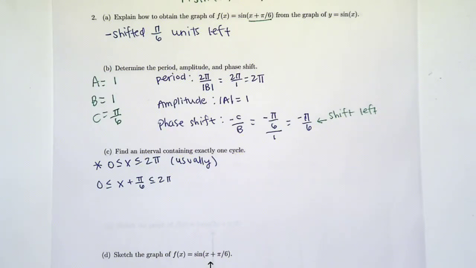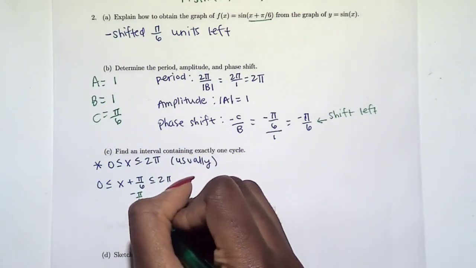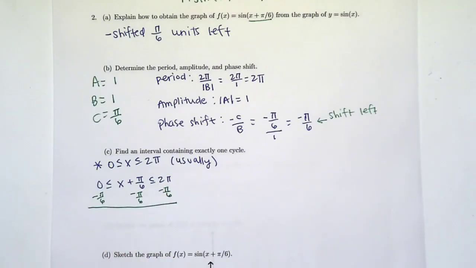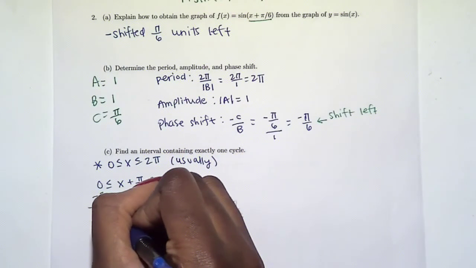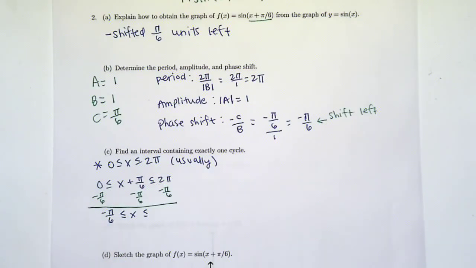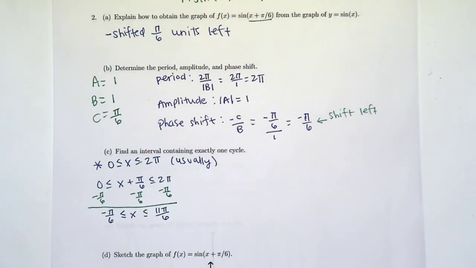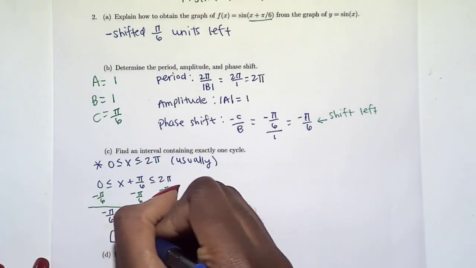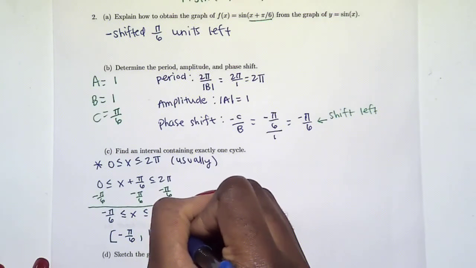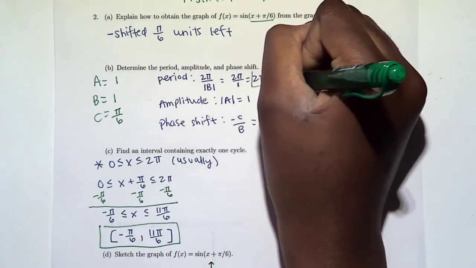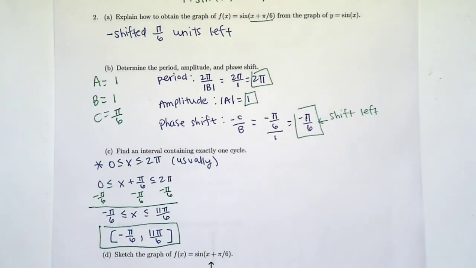And so now we need to solve for x, so we have a normal interval. I'm going to subtract pi over 6 everywhere. And so we get negative pi over 6, x, and 11 pi over 6. So this tells us the interval of our x values. You can actually write it as an interval. We're looking at x values between negative pi over 6 and 11 pi over 6. I always like to box in my answers. I'm going to come back and box these in. So that is our interval.